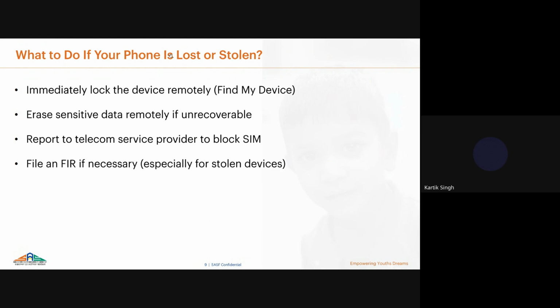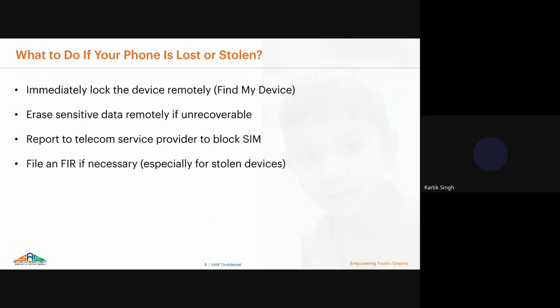Now, what to do if your phone is lost or stolen? Immediately lock the device remotely from the Find My Device settings. Erase sensitive data remotely if unrecoverable. Report to telecom service provider to block the SIM. File an FIR if necessary.